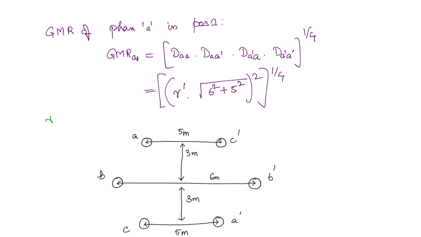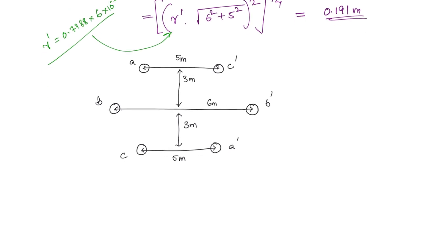Now what is R' here? This is 0.7788 into radius, which is given as 6 millimeter. So 6 into 10 to the power minus 3. So this you have to substitute here. This, if you simplify, you are going to get 0.191 meters.